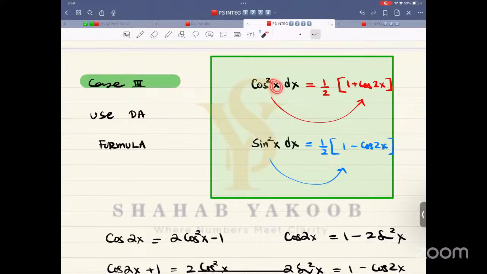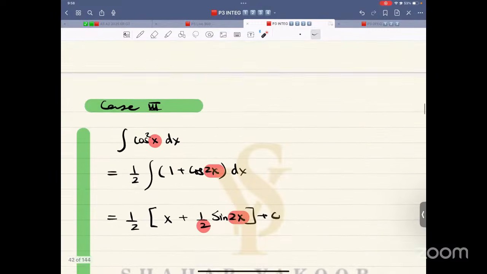If this is x, this becomes 2x. If this is 2x, this becomes 4x. If this is 3x, this becomes 6x. If this is half x, this becomes x. And then work it out.